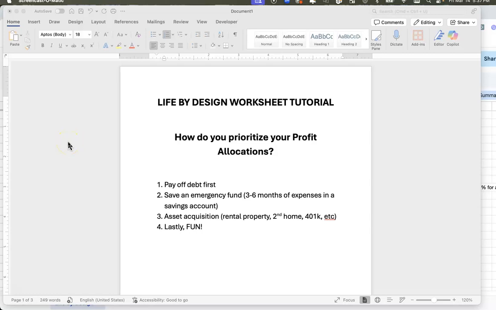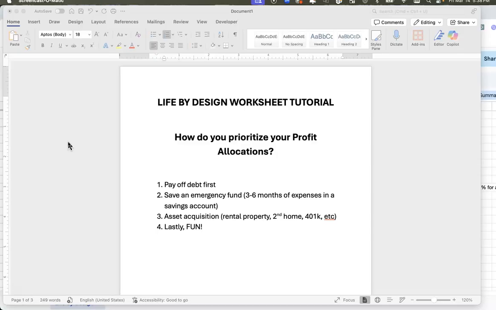This is the Life by Design worksheet tutorial. Before we get started, I want you to know that the numbers we're going to use in this tutorial are sample numbers. They have no tie to reality. The tax rate that I'm using in this tutorial is 30%. I did that to make the math easy. You'll want to use your actual tax rate that you can determine from your accountant or from your previous tax returns.